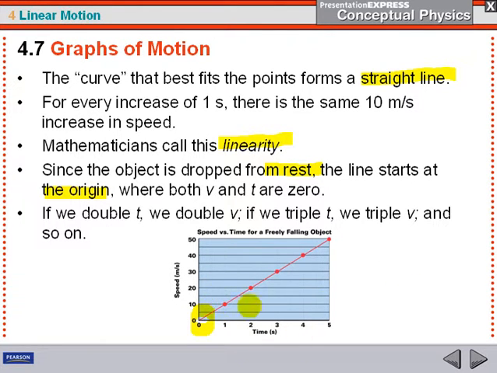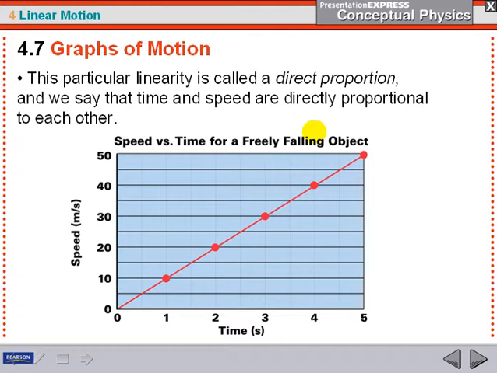And you see if we double the time, let's go from 1 second to 2 seconds, your velocity will go from 10 to 20. So if you double the time, you double the velocity. If you triple the time, you triple the velocity, etc. Now we call this direct proportion. We say that the time and speed are directly proportional to each other, and I'm going to contrast that later on.